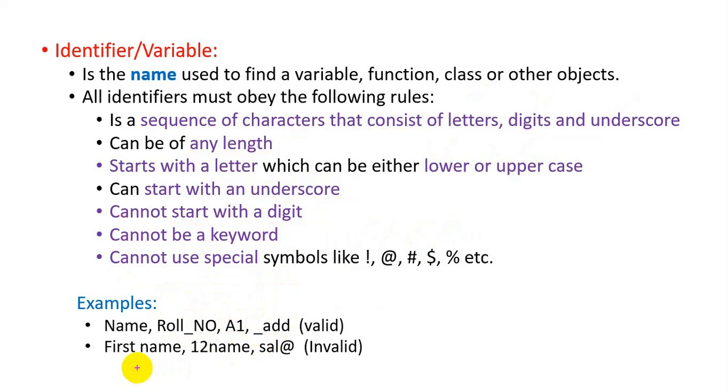Next, invalid identifiers. First name: a space is given, and space should not be given, so this is an invalid identifier. 12name: the identifier starts with a digit, which is not allowed. It is wrong. Salad with a special symbol: if you give a name like this, the Python interpreter will show an error. So these are some examples of invalid identifiers.